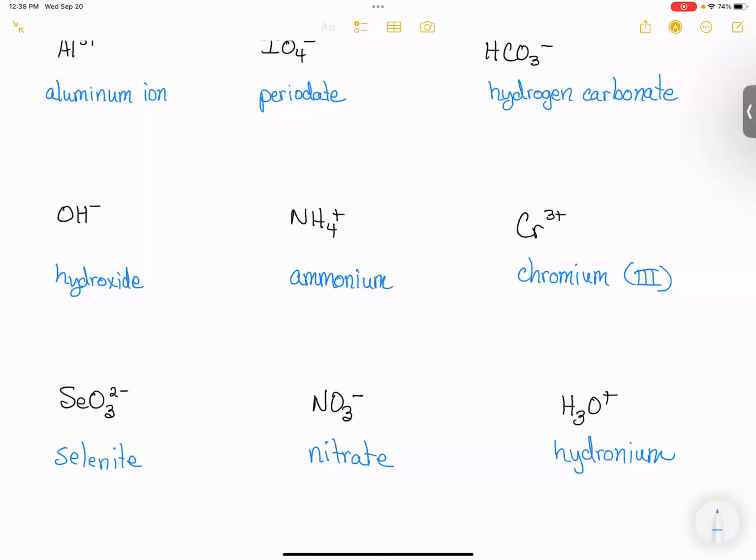Chromium has a 3 for the 3 plus, but why doesn't aluminum? Because aluminum is one of the ones whose charge is always the same. And so you just name the metal and name the ion, put the word ion. Other questions?